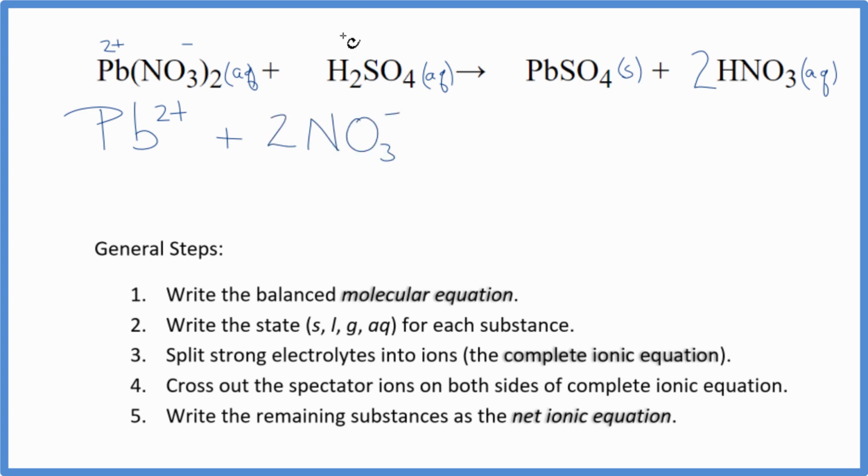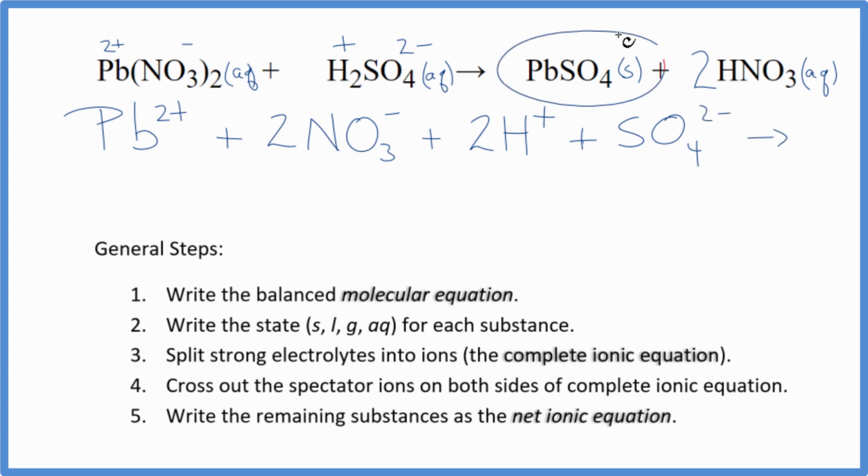Hydrogen is group 1, so it has a 1 plus, and then the whole sulfate is 2 minus. So we have 2 hydrogen ions, and then the sulfate ion here, SO4 2 minus. So these are the reactants in our complete ionic equation.